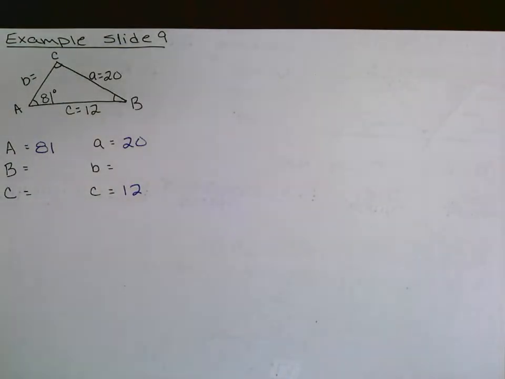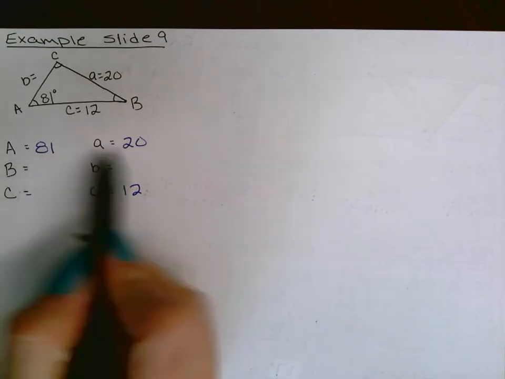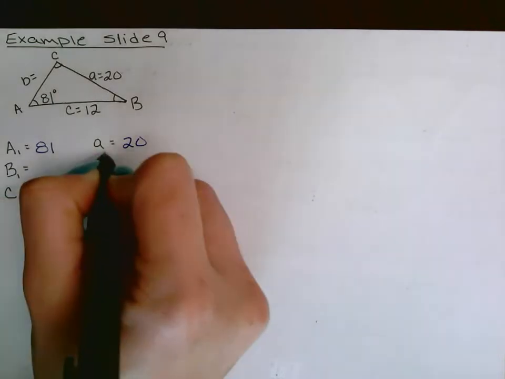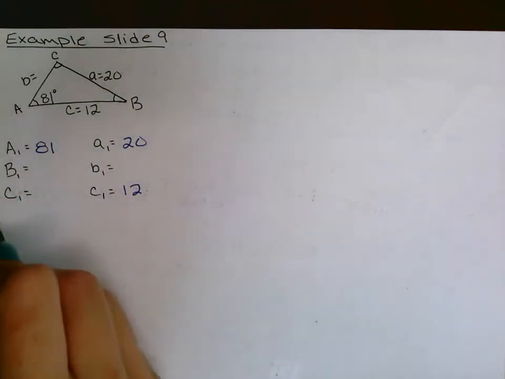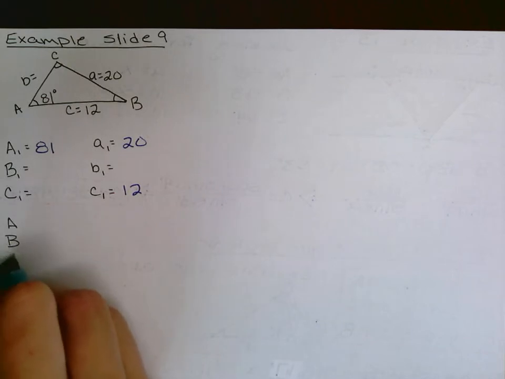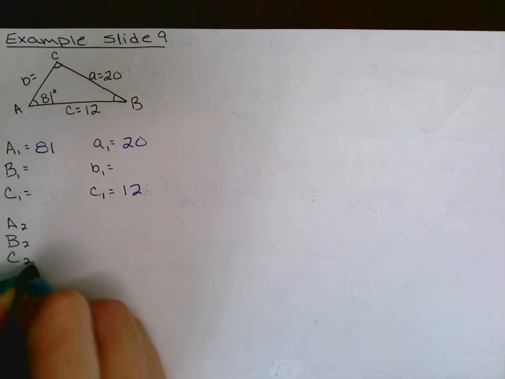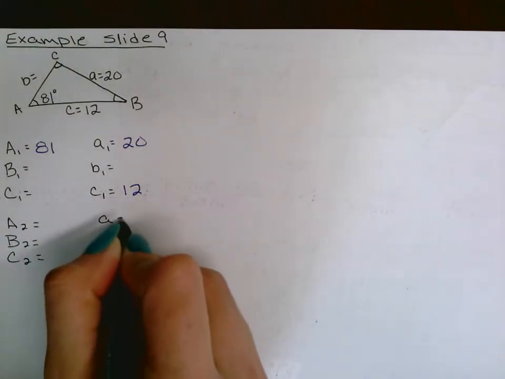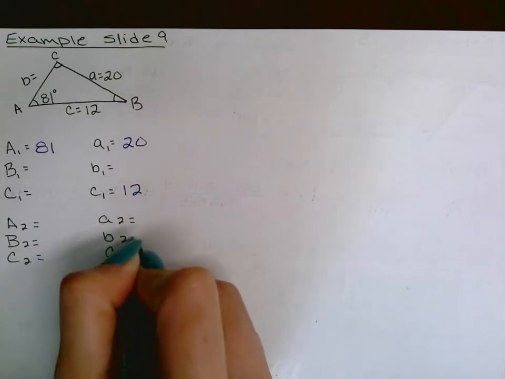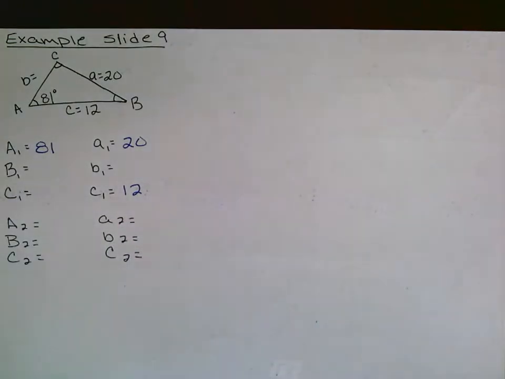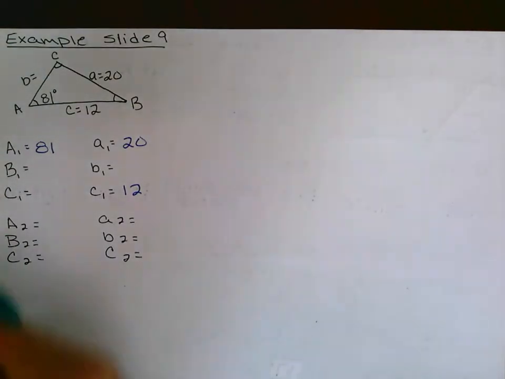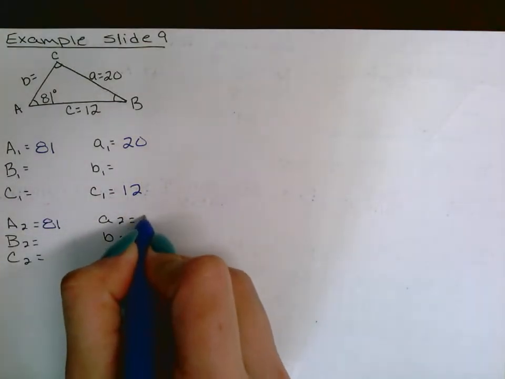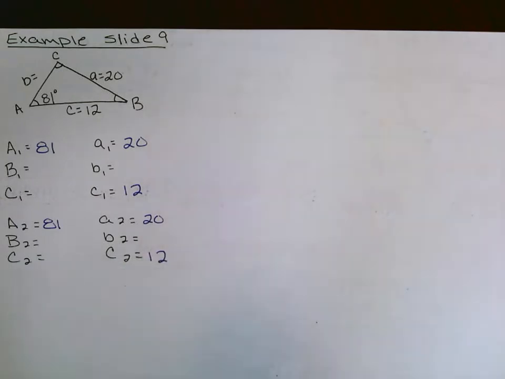So automatically, the fact that I know that this is one of those cases where I have a match, so it's law of sine, and I'm looking for an angle, I'm going to want to call all of these one and set up a second scenario. Now, all of the givens will be the same for both. So that means capital A will still be 81. Little a will be 20, and little c will be 12, okay?